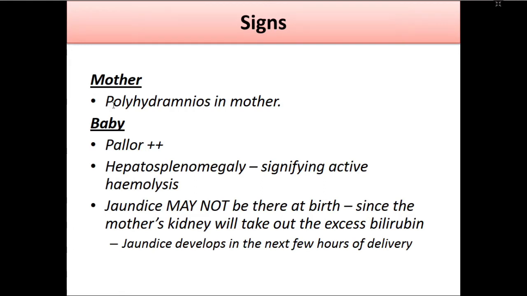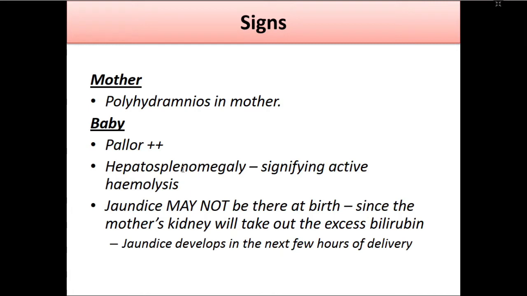What are the signs in the baby? The baby would be paler because of the hemolytic anemia. Hepatosplenomegaly, which is enlargement of the liver and spleen, is due to extramedullary hematopoiesis that is stimulated by increased destruction of RBCs by the antibodies.